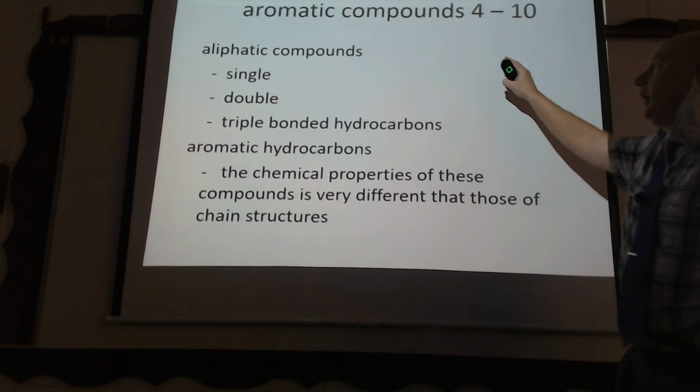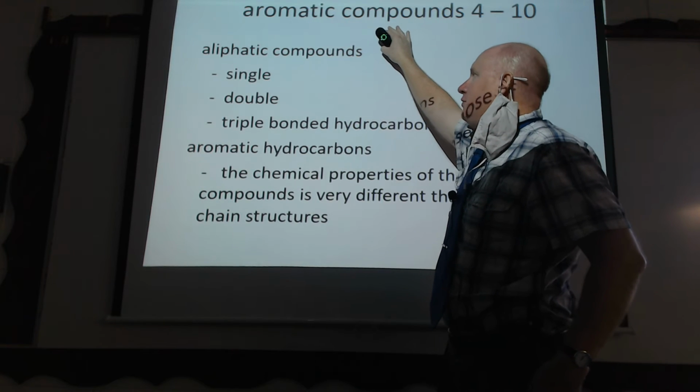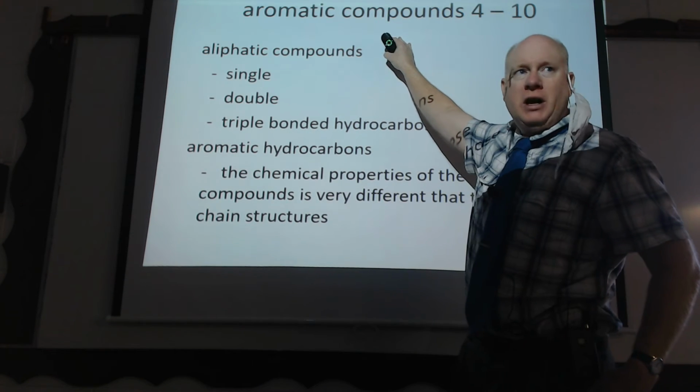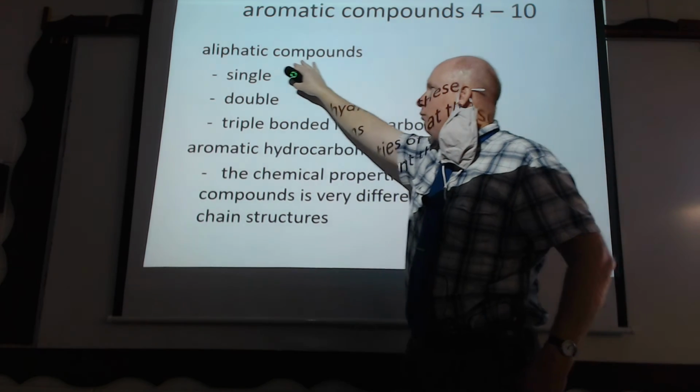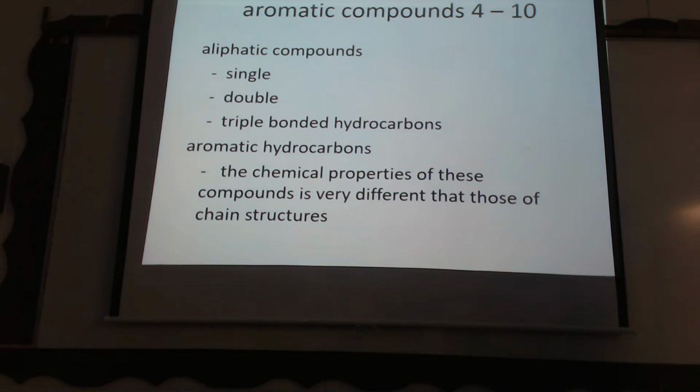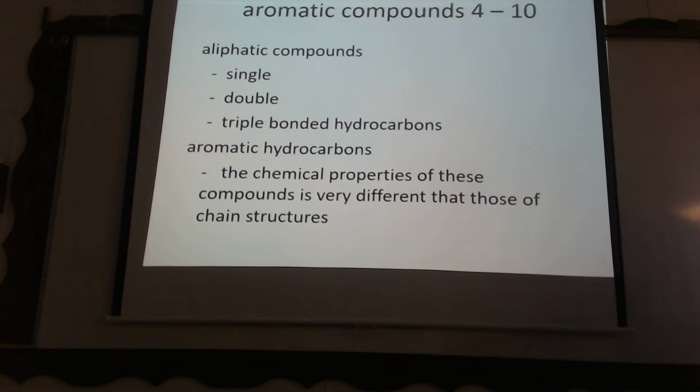Because aromatic compounds are not just ring structures, but they include benzene. Up until this point, we've been talking about aliphatic compounds, and those are just straight chains and ring structures. Aromatics, on the other hand, are rings that include benzenes, so they're special rings.